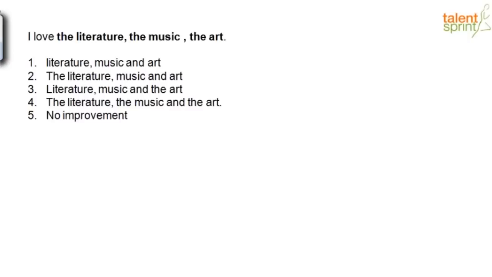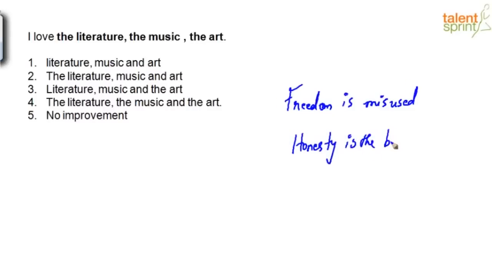That's the rule, right? There are certain situations where you need to omit the article. There are various, for example, proper nouns, right? With names, we don't use the article in front of proper nouns. We don't use articles in front of abstract nouns, right? So for example, freedom is misused, right? Or honesty is the best policy, right? So honesty and freedom are abstract nouns. So we don't say the honesty is the best policy or the freedom is misused.